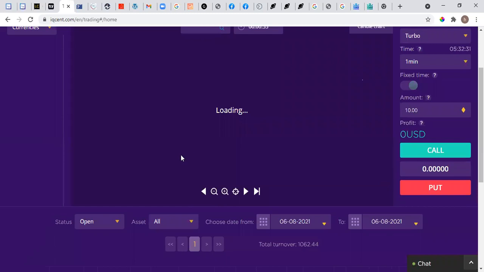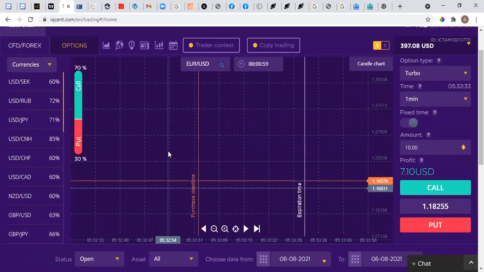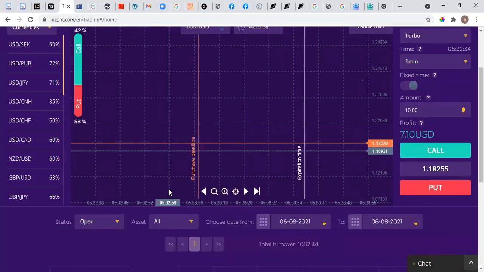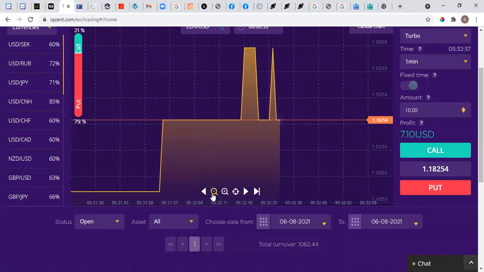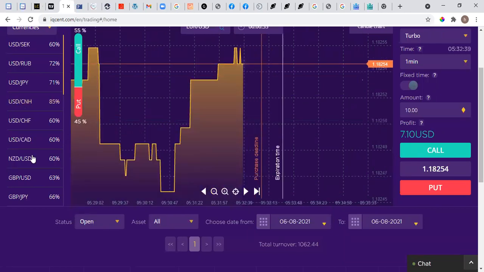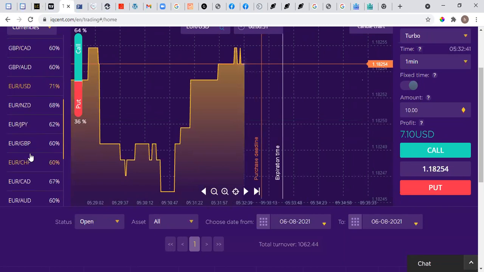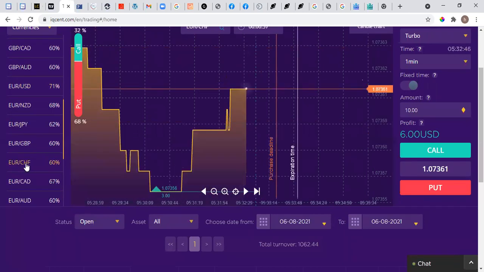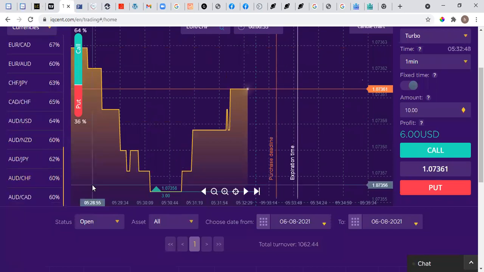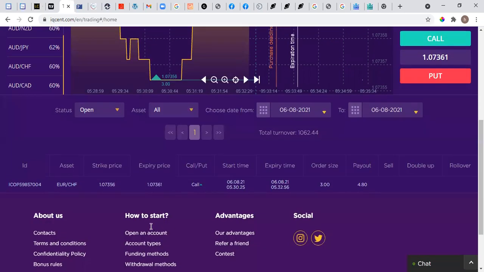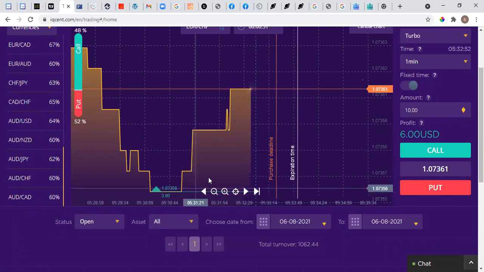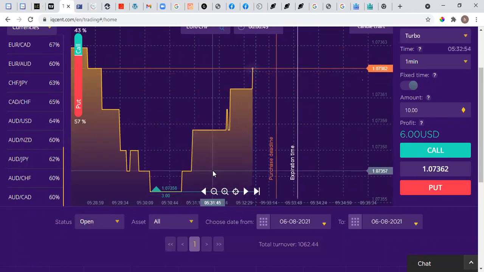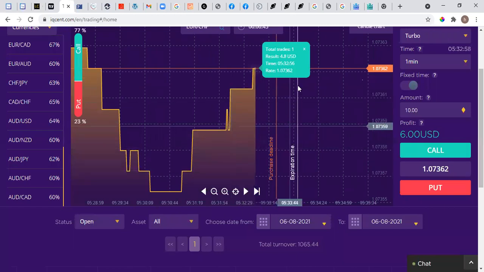When I took an action on Euro CHF and it's showing me Euro JPY, who touched Euro JPY? Something wrong with your head. Okay, it has completed back. Okay, so we won that trade, guys.